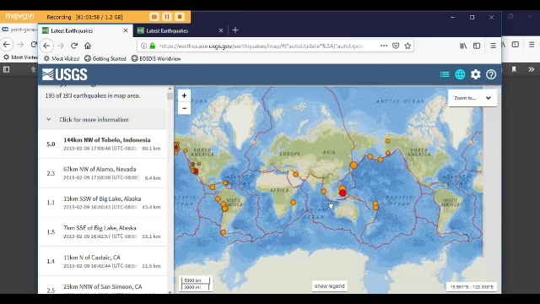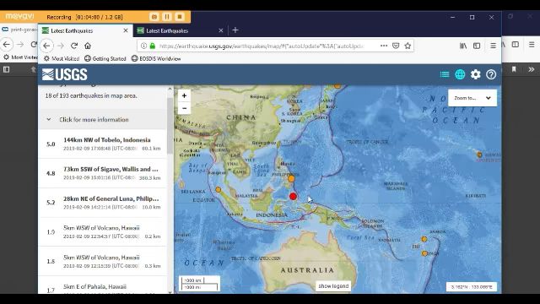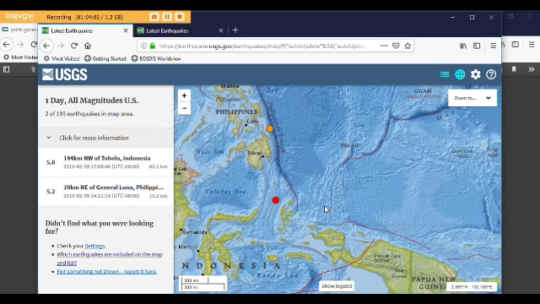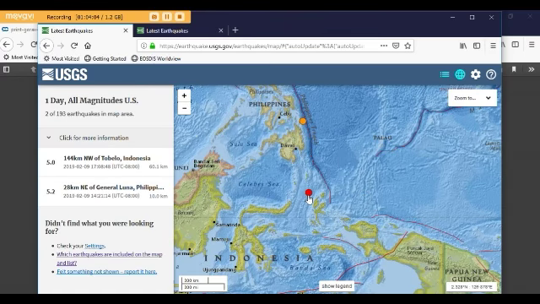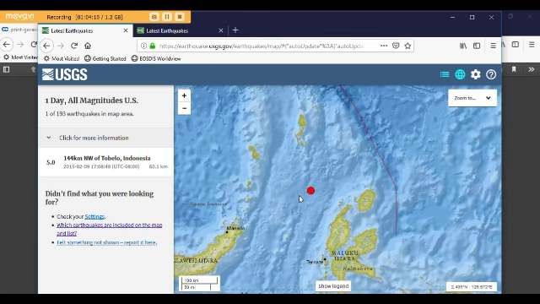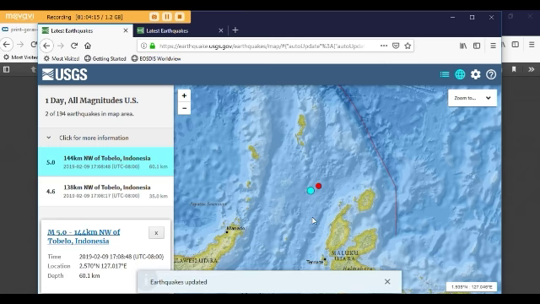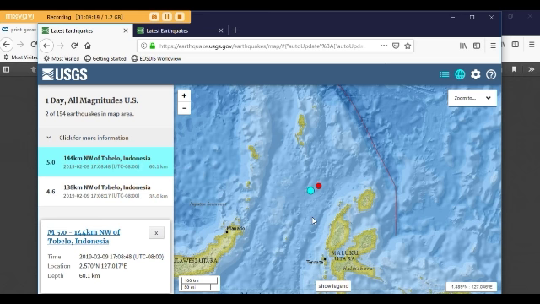Now, let's hop back over to Indonesia. And we've seen them down here before, near Tobelo, in the ocean here. A 5.0 near Tobelo, Indonesia. This came in at 5:08 p.m. Pacific time, 60 kilometers deep.